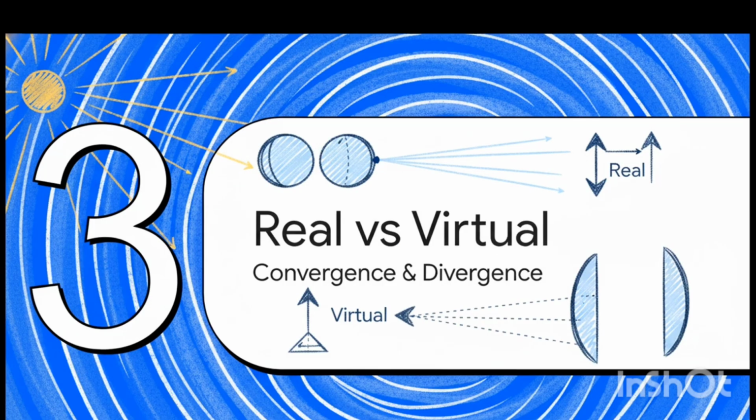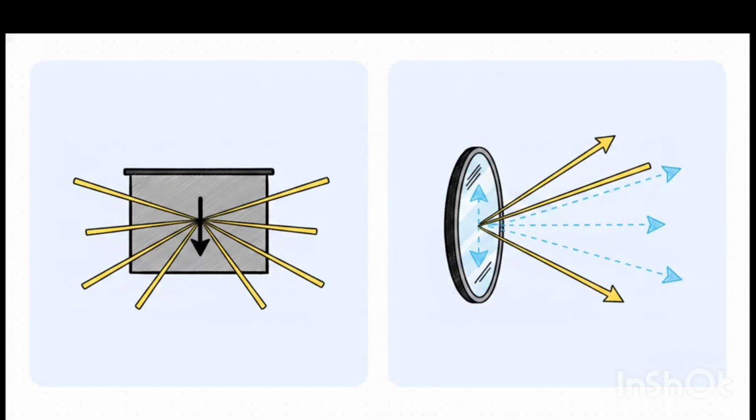Which brings us nicely to Section 3. Real versus virtual images, convergence and divergence. When these reflected rays actually converge or diverge, they create an image. And that image falls into one of two dramatically different categories. A real image happens when light rays physically meet. Because they actually meet, you can project this onto a real screen. But, and here's the catch, it's always going to be inverted or upside down.